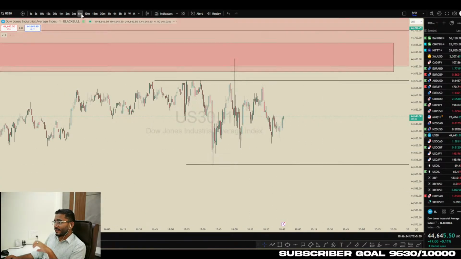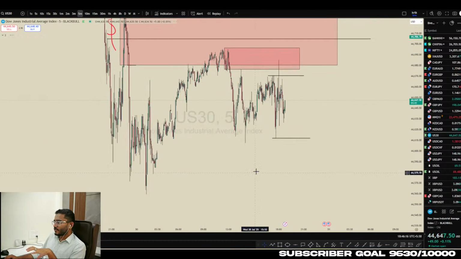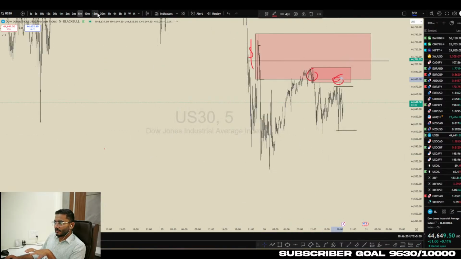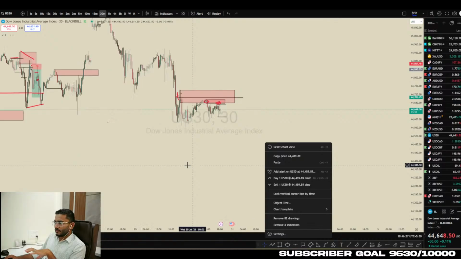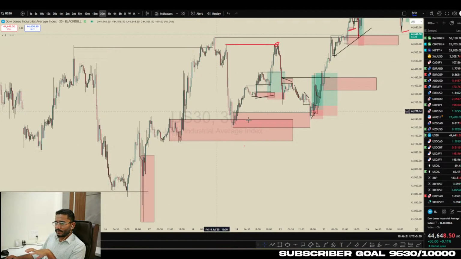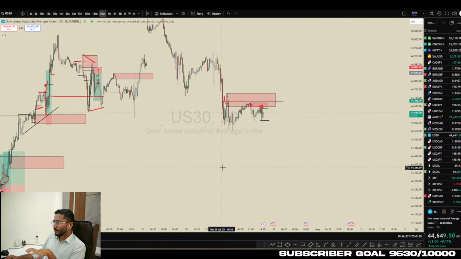What people do is they try to catch tops and bottoms. For example, here it's very risky to buy here. We don't want to catch these entries like this one. We can capture these internal structure entries like this one, this one, this one.